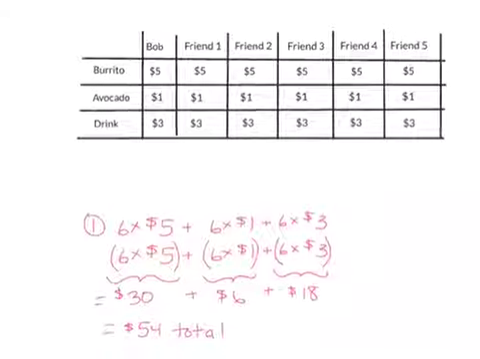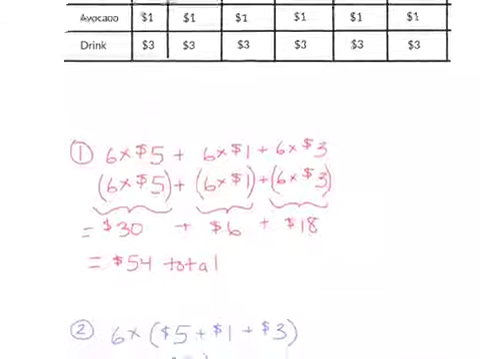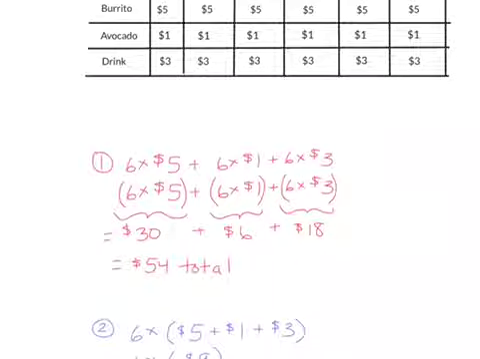So we can write this like this. We have 6 times 5 for the burritos, 6 times 1 for the avocado, and 6 times 3 for the drinks. And we add them all together. So here we have 30 plus 6 plus 18. And so, if you add those numbers together, 30 plus 6 is 36, and then you add 10 to that, it's 46, and then add 8 to 46, we get 54 total.